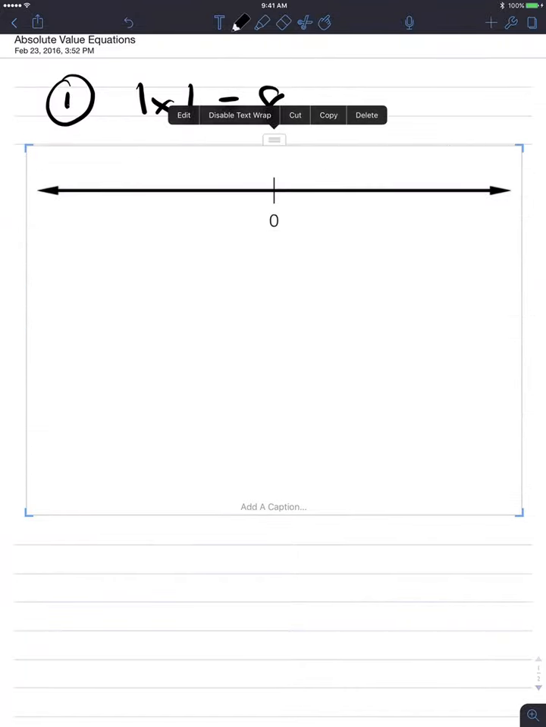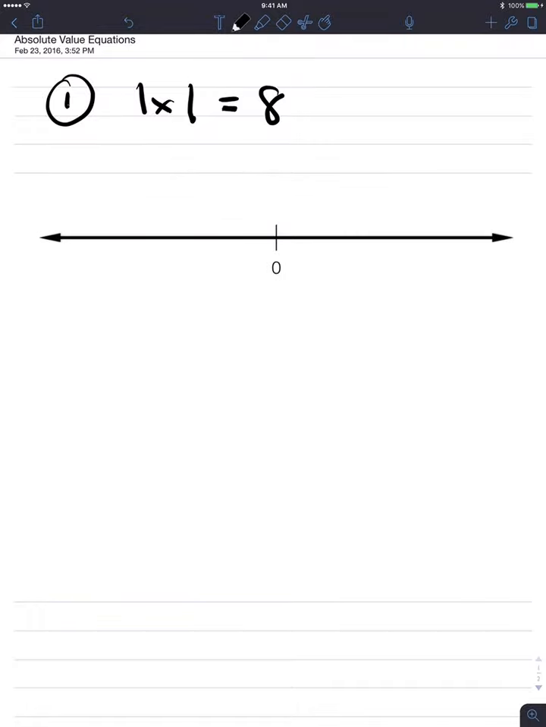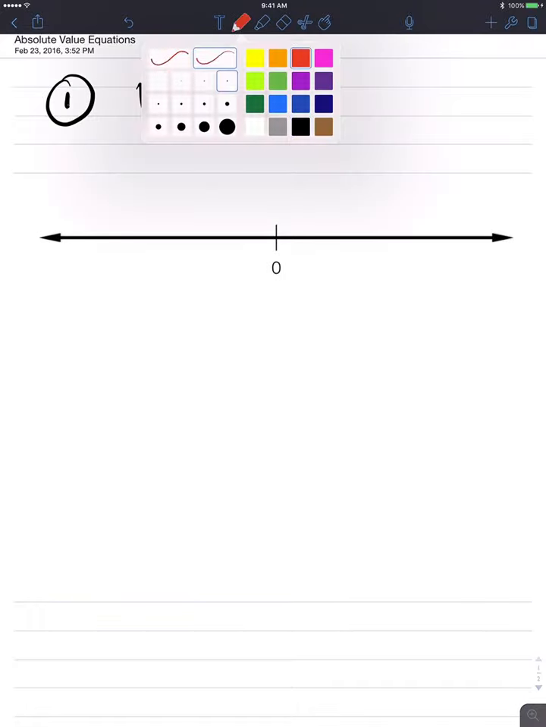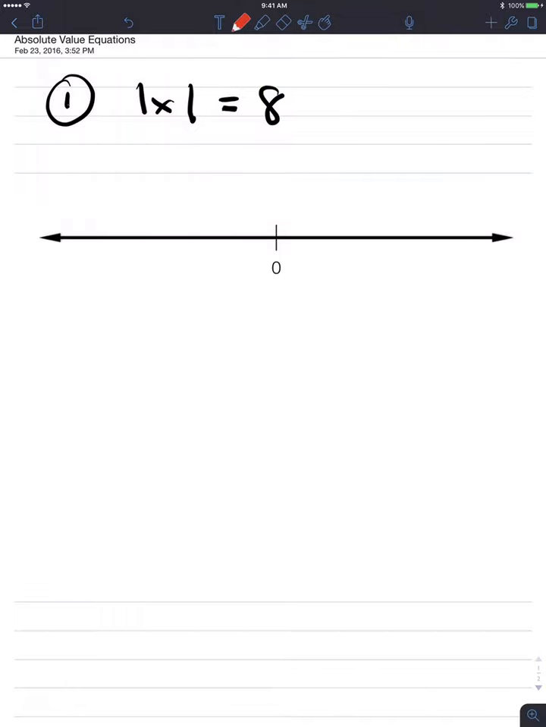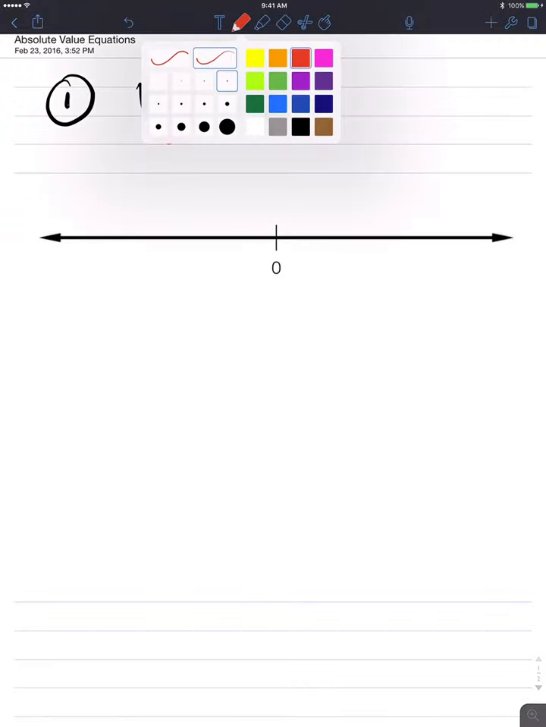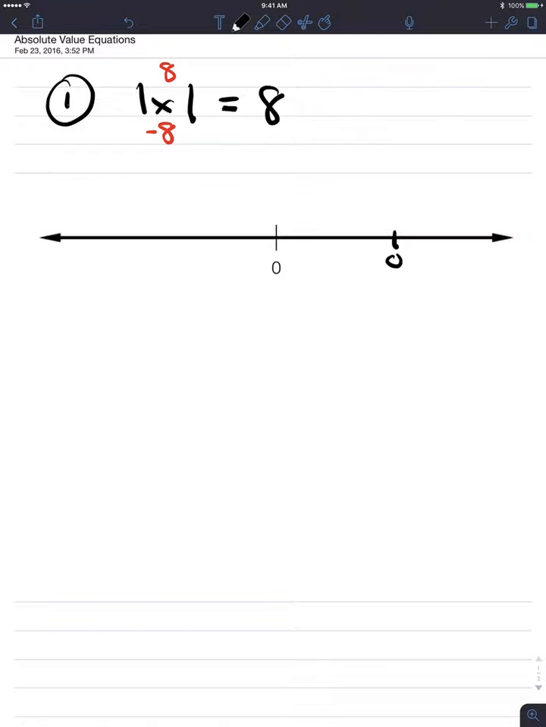And what we're looking at is we're trying to find values of x that make an absolute value equal 8. Now what this means is we've got two numbers that are 8 units away from the origin. One number is going to be positive 8, which is over here to the right, where the positive numbers live. And the other number is negative 8, an equal distance in the opposite direction, where the negative numbers live.